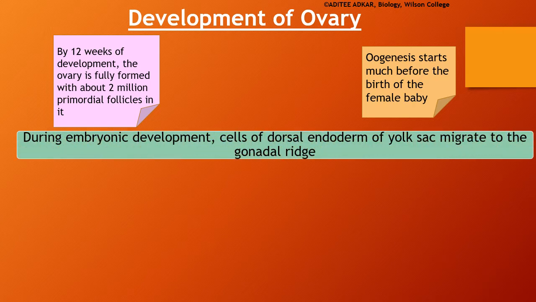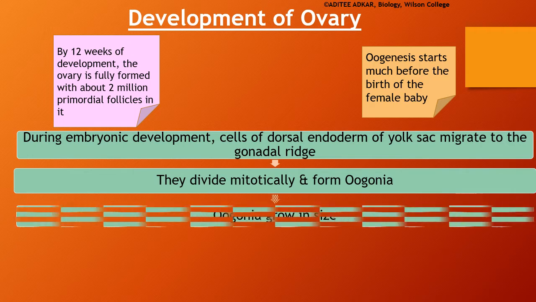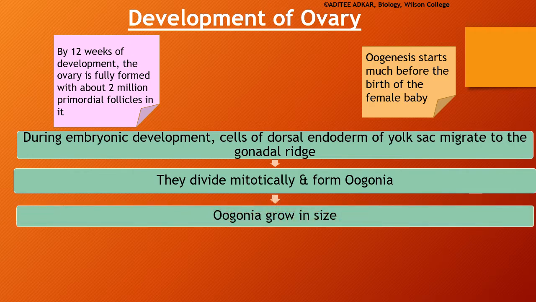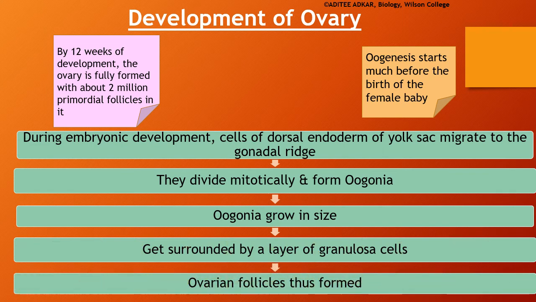Let us see how. During the embryonic development, cells of the endoderm of the yolk sac migrate to a region called the gonadal ridge. Here, they undergo mitosis and form oogonia. Oogonia are one of the earliest stages of the female gamete. The oogonia cells will get surrounded by layers of granulosa cells, and they will form the ovarian follicles.